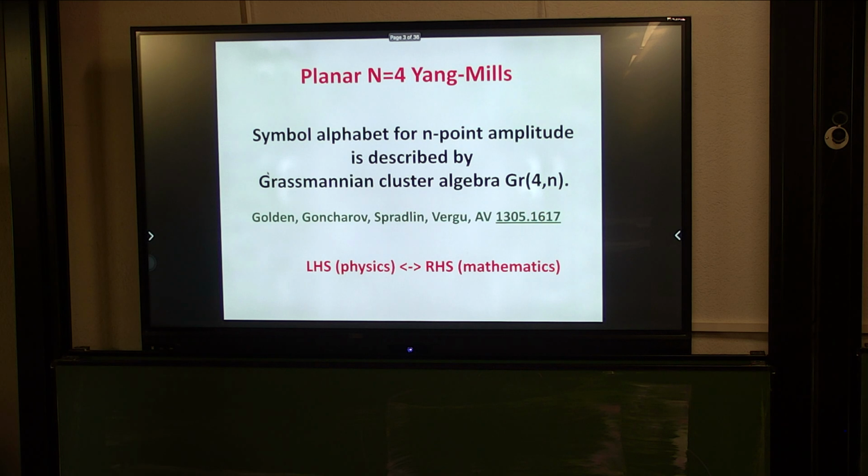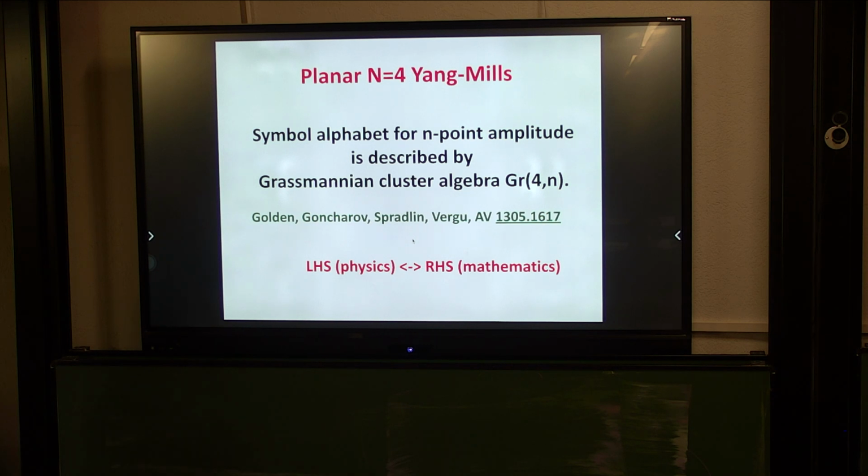Okay, so very good. I'll start with the main statement. The theory, the quantum field theory that we're looking at, is planar n equals 4 Yang-Mills theory. The main statement is that the symbol alphabet for n-point amplitudes is described by the Grassmannian cluster algebras. That's the statement that was first made in our paper with students Dan, John Golden, Sasha Goncharov, and Christian Vergu, and Mark Spradlin. Here, I'd like to emphasize the following.